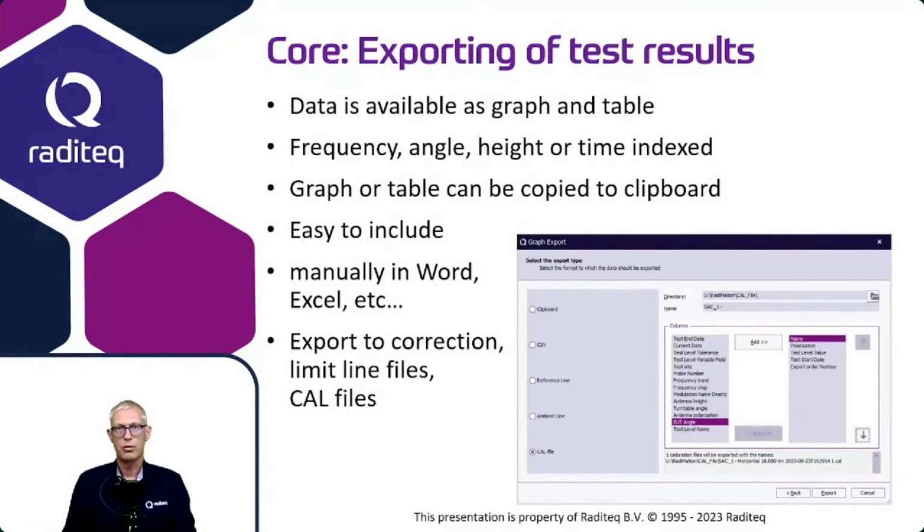One of the things that we also recently improved is that we have a more advanced export tool to export test results. So all data is available as a graph and as a table, and we can show frequency graphs, we can show angle graphs or height graphs or graphs based on the time index. Those graphs can all be copied to the clipboard, so you can paste them inside Word or in Excel. So you can include it easily in your documents.